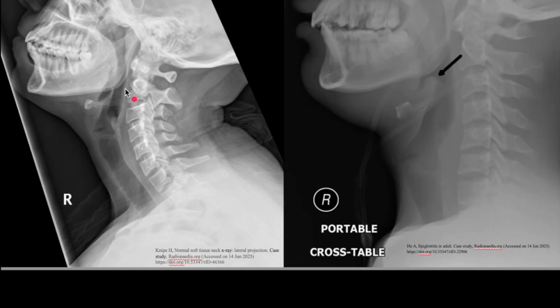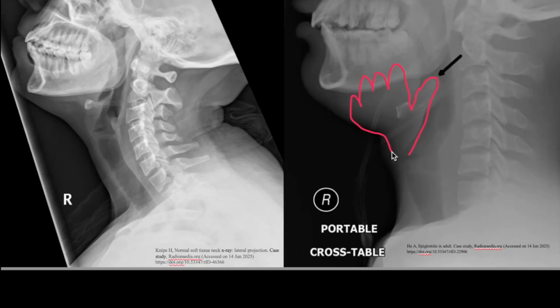Notice how it's nice and thin in this x-ray. Posterior to the epiglottis is the laryngopharynx. Here's their retropharyngeal space, and then the cervical vertebra. Compare this image to the epiglottis here on the right. So here's the hyoid bone. This is the epiglottis. It's really thick and edematous. This is called the thumbprint sign because it looks like a thumb. The thumbprint sign is seen when the epiglottis is inflamed or infected.